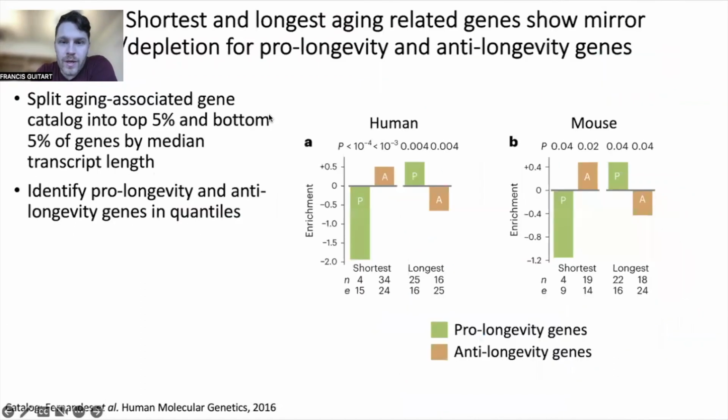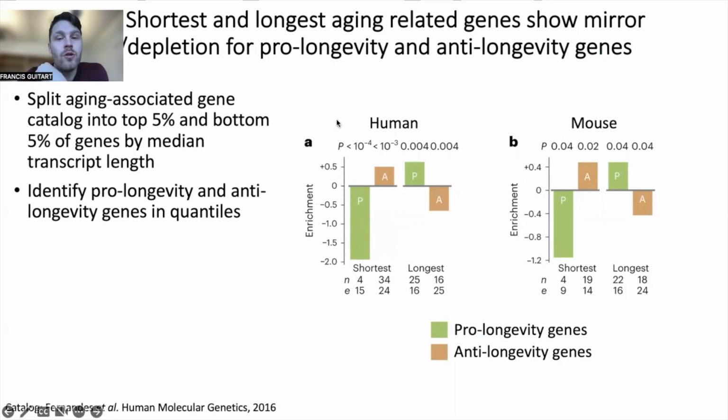So in panels A and B, what this group did was basically take this catalog of genes, about 80 in humans, and I think around 63 or so that had orthologs in mice. And they identified the lowest 5th percentile and the upper 5th percentile of these genes by median transcript length. So they took this catalog and identified those two quantiles. And then they just wanted to see the distribution of pro-longevity and anti-longevity genes in each of those quantiles, which is what we're seeing in these bar plots.